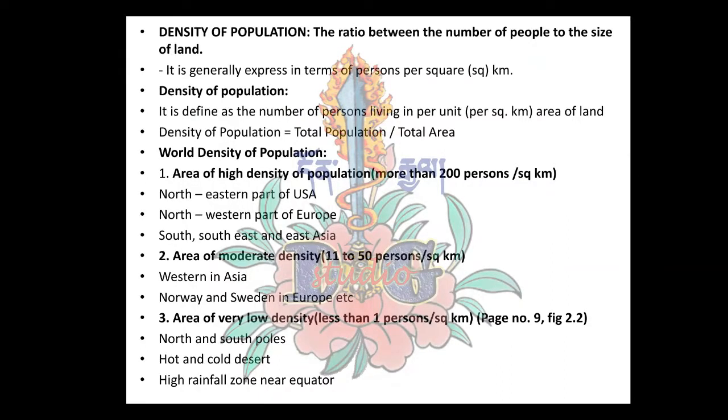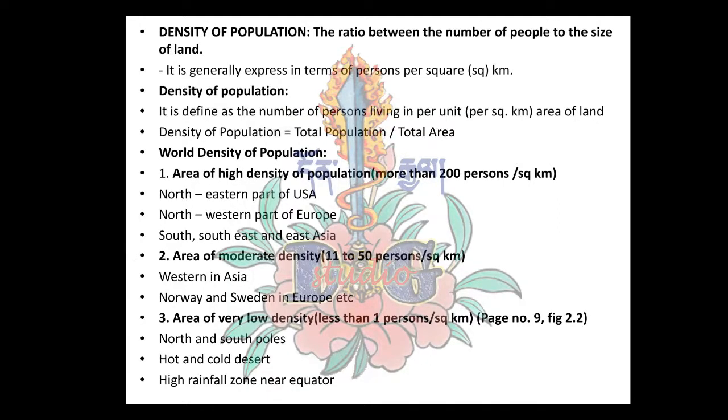So here we are going to discuss the total population of India divided by the total area in terms of square kilometers. How many square kilometers are there in India? Generally, how are we going to express the density of population? We express the density of population in terms of persons per square kilometer. That means how many people are living in a square kilometer.